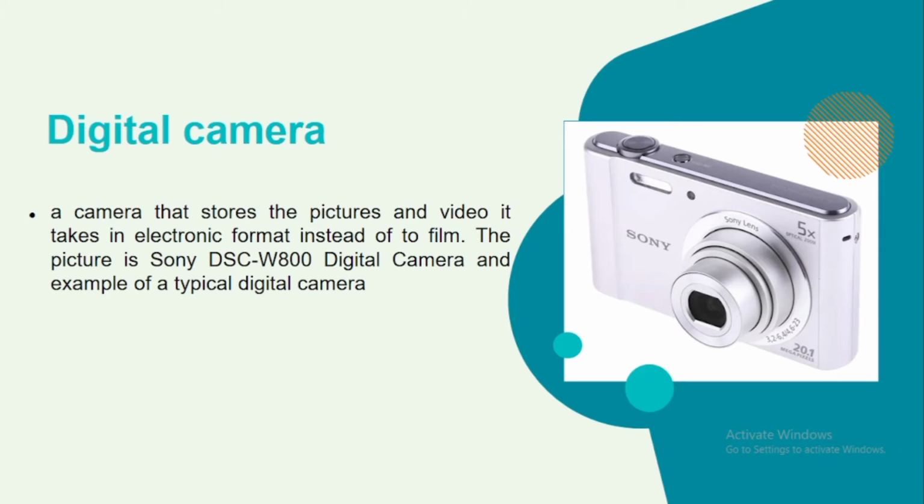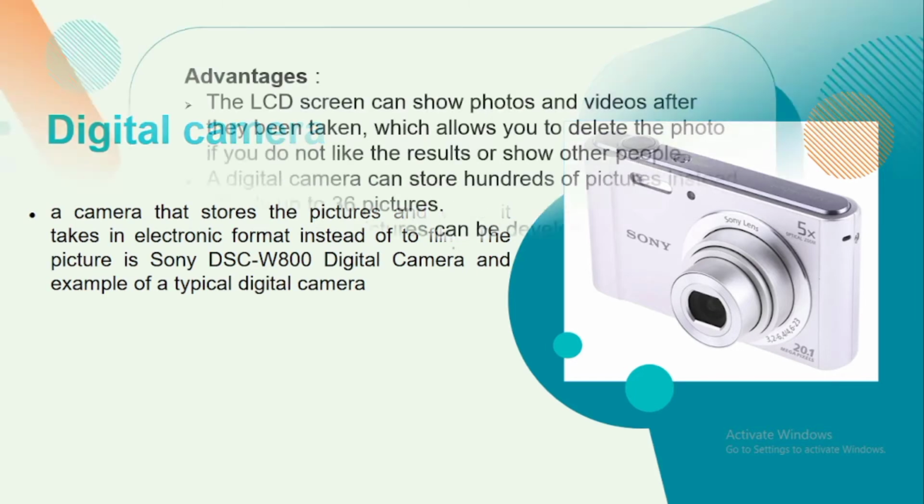Okay, digital camera. A digital camera is a camera that stores the pictures and video it takes in electronic format instead of film. The picture is a Sony DSC-W800 digital camera, and it shows an example of a typical digital camera.